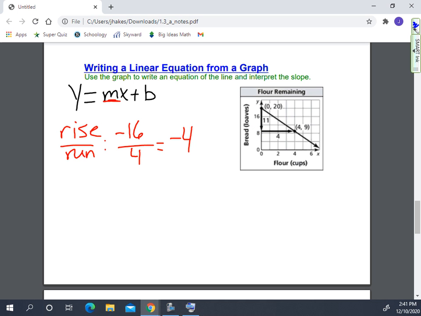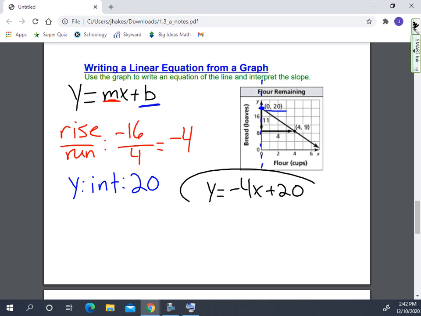Our y-intercept is actually, they even give it to us. They say (0, 20). That's our y-intercept. We know that because our x is 0. When x is 0, we're talking about the y-intercept. So our b is 20. Good to know. We can write our equation right away. We can say y is equal to negative 4x plus 20. There's our final answer.